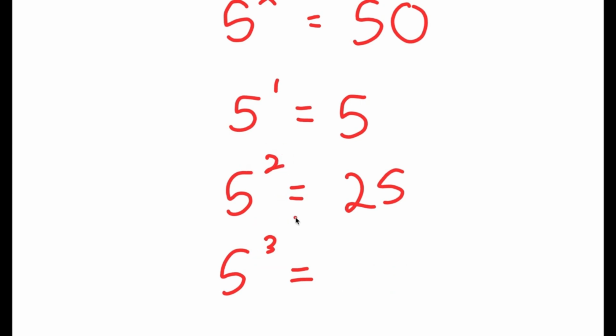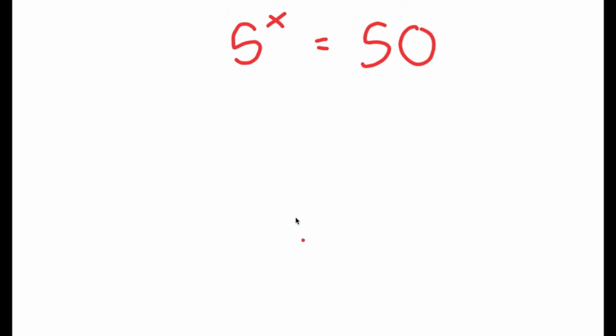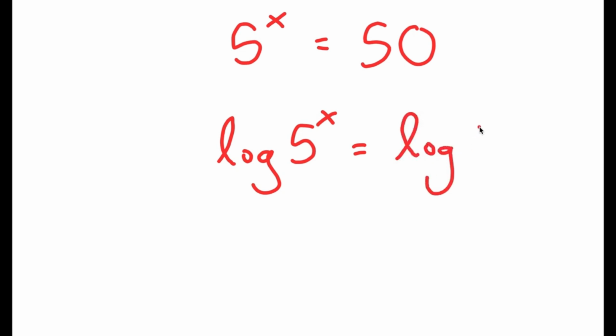So how are we going to find the exact value of x? Well, to start, we're going to be using logarithms. So I'm going to take the log on both sides, so I get log 5 to the power of x is equal to log 50.